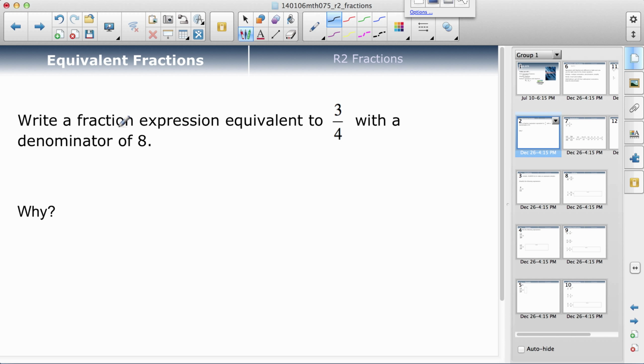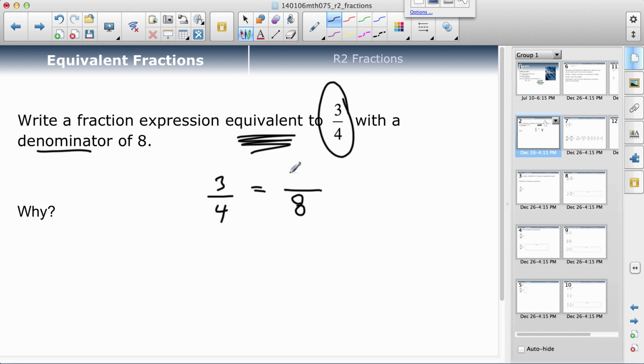To begin with, if I'm looking for an equivalent fraction, it means it's a fraction that means the same thing. It might be expressed differently, but means the same thing. So if they say write a fraction expression equivalent to 3/4, so here's 3/4, but it says it has to have a denominator, that's the one down here, to be 8. So if this 4 I've got to change to 8, this top number can't be 3. It has to be something other than 3 because I changed the bottom.